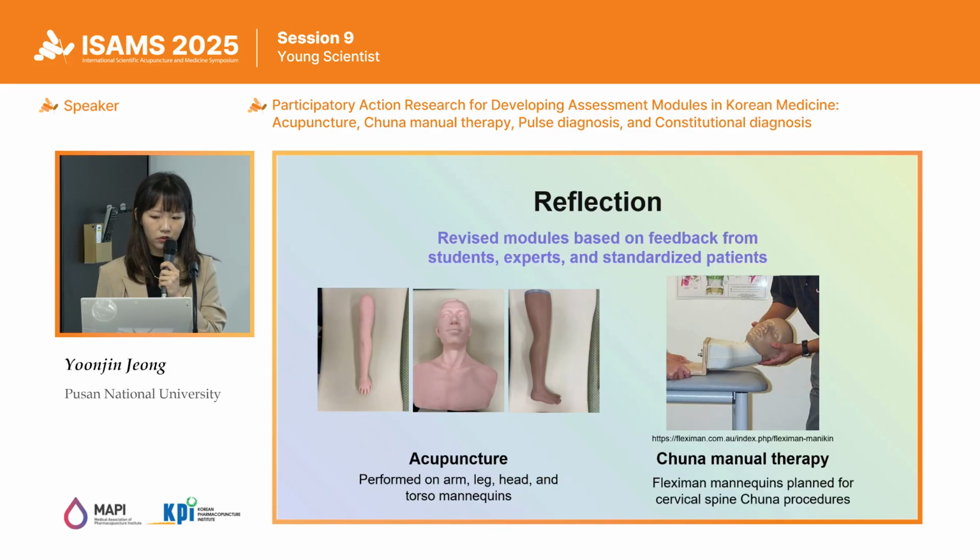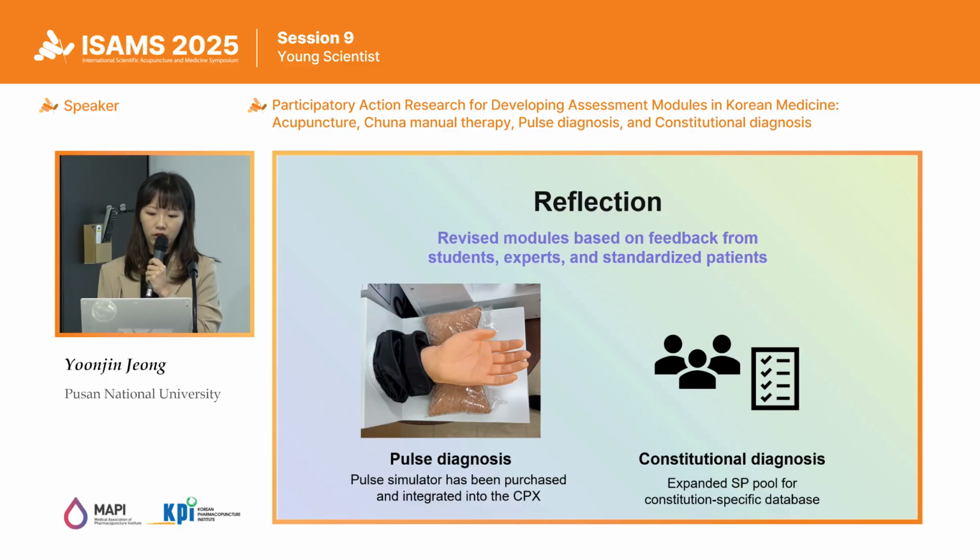In the reflection phase, we revised modules with detailed improvements. For acupuncture, procedures are performed on separate mannequins for the arm, leg, head, and torso. And for tuna manual therapy, we plan to purchase flexible mannequins to safely include cervical spine tuna in future assessments. For pulse diagnosis, a pulse simulator has been purchased and integrated into the CPX. And lastly, for constitutional diagnosis, the standardized patient pool was expanded to build a constitution-specific database.